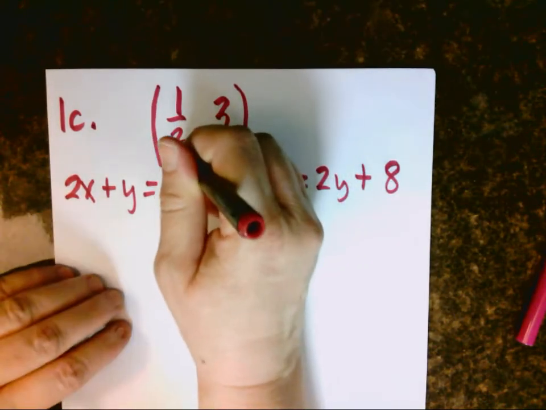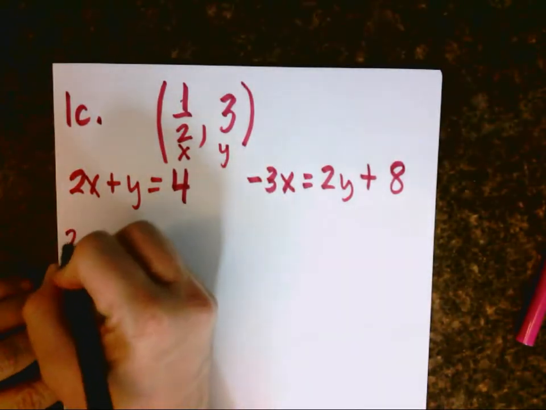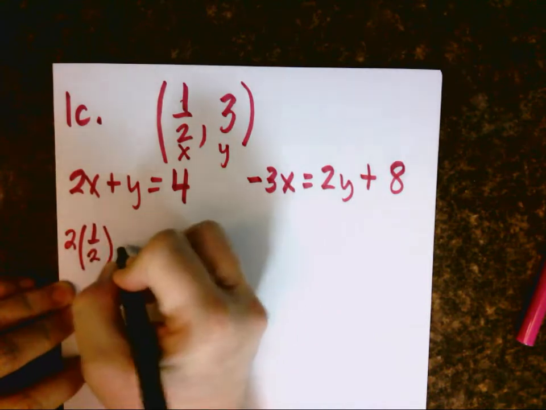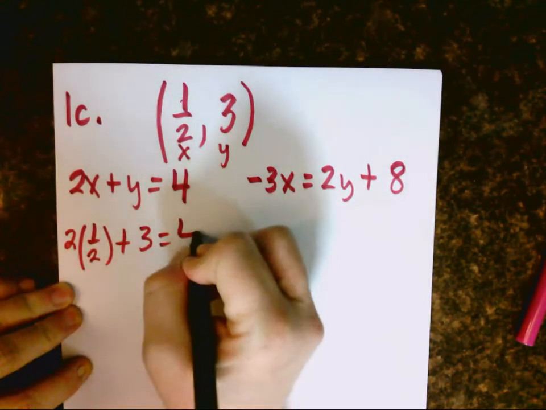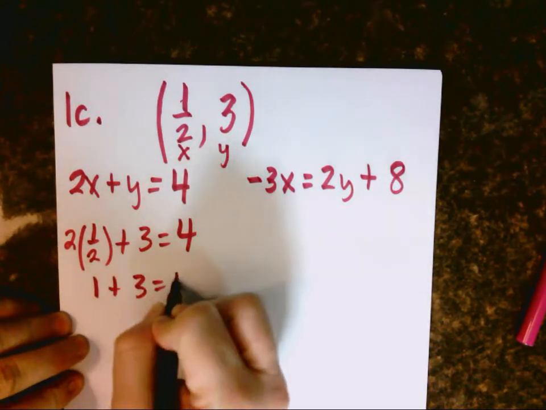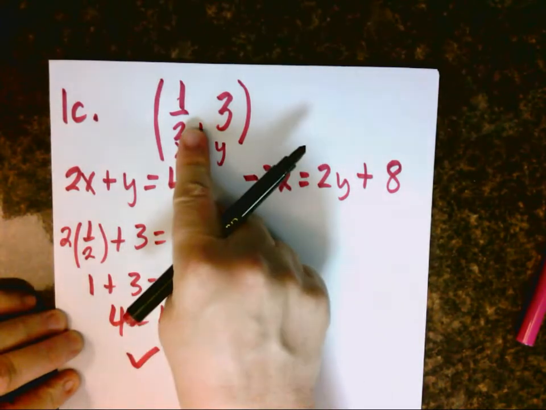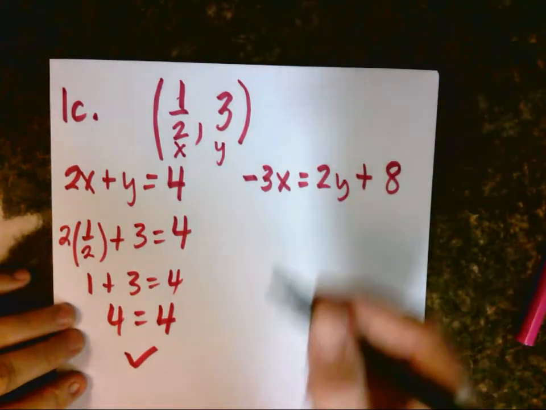So I'm going to change all the x's to 1/2 and all the y's to 3 and see if they equal. So I take 2 times 1/2 plus 3 equals 4. Let's see. 2 times 1/2 is 1, plus 3 equals 4. So I get 4 equals 4. So far, so good. This point is on that line. Okay, now let's check it over here.